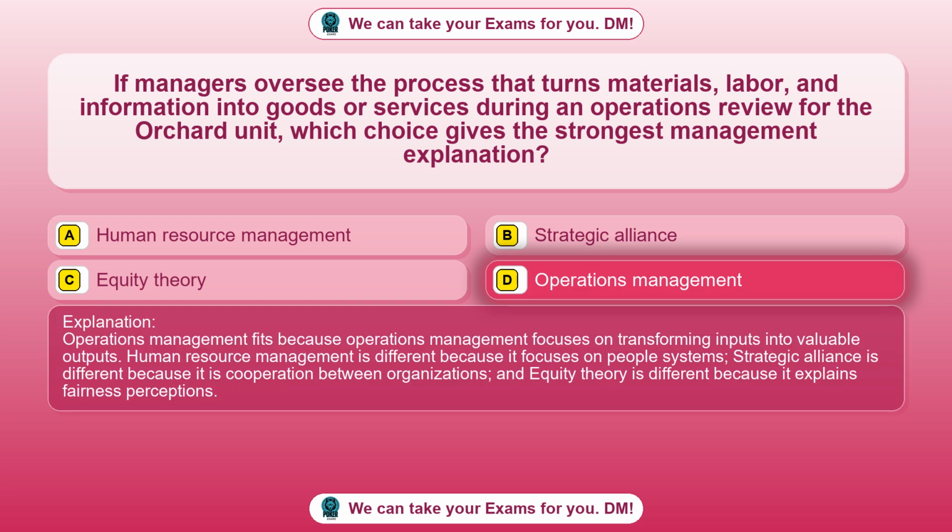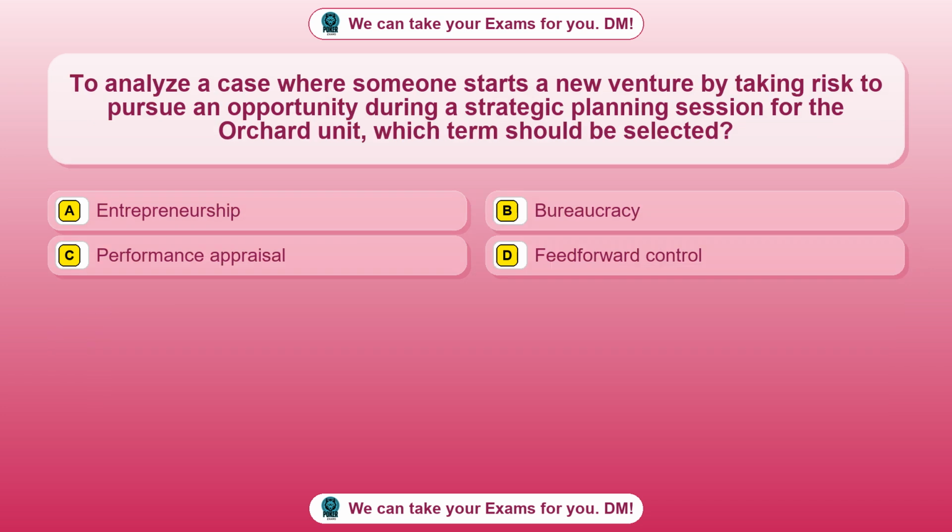Operations management fits because operations management focuses on transforming inputs into valuable outputs. Human resource management is different because it focuses on people systems. Strategic alliance is different because it is cooperation between organizations, and equity theory is different because it explains fairness perceptions. Question 98.